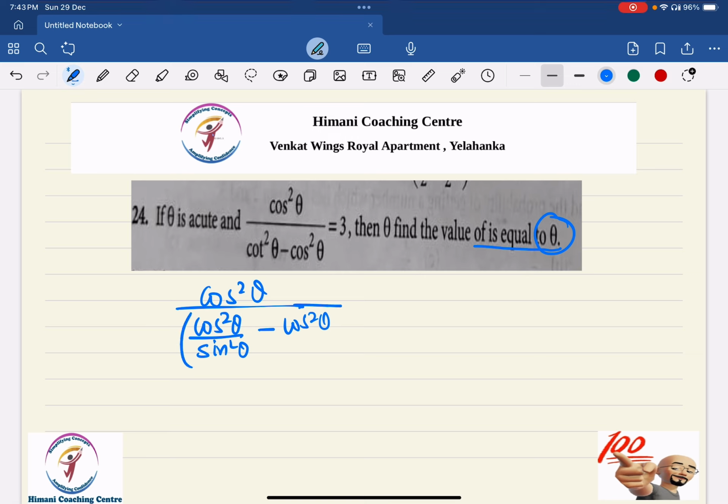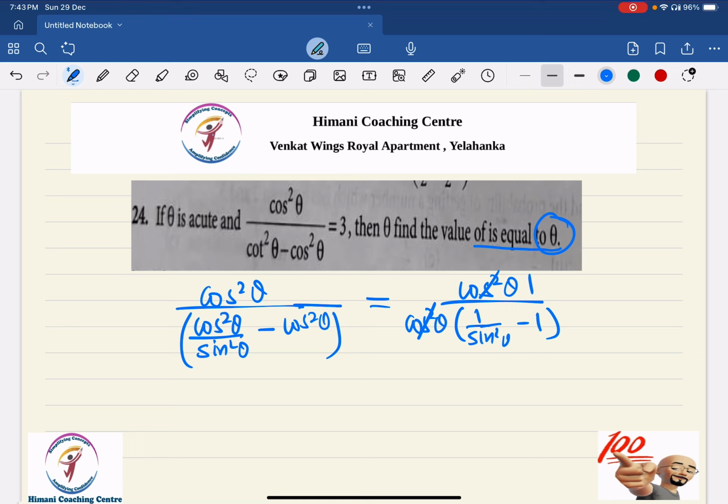Now let us solve the denominator. In the numerator we have cos²θ. In the denominator we will take cos²θ common. We have taken that common, and we are left with 1/sin²θ - 1. So cos²θ is common and we are left with this. Now can you see this cos²θ and this cos²θ will cancel each other. So we have got 1/(1/sin²θ - 1).